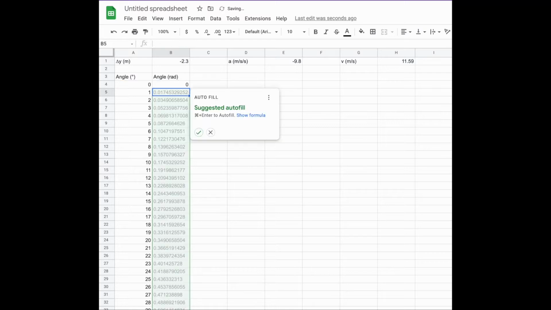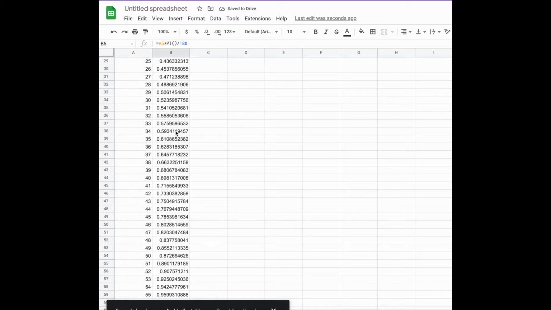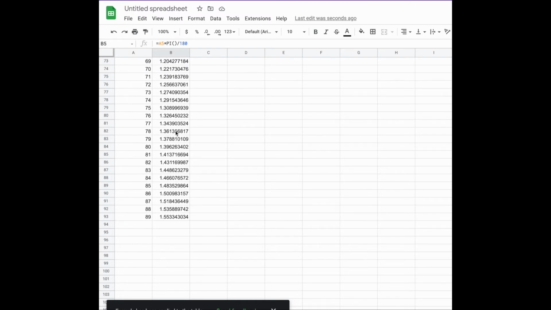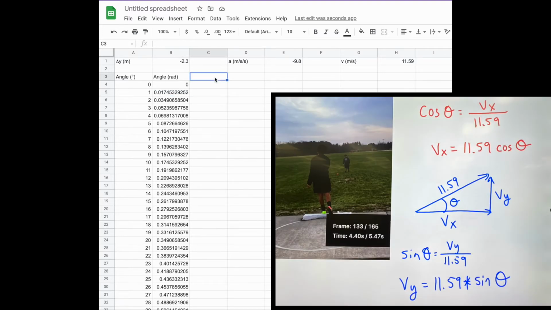We then hit enter, and it will do all of these calculations. It will suggest an autofill, and we're going to click yes. This will have converted all of our degrees into radians, all the way to the very bottom. Make sure 89 degrees is around 1.55 radians. For angles in radians, we're now going to figure out the velocity in the x and y directions. Because he's throwing it on an angle, we have to do our trig to get velocity x and velocity y.